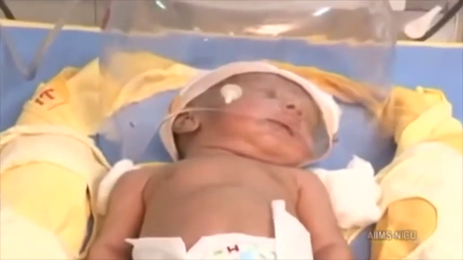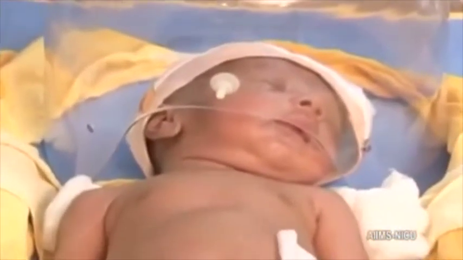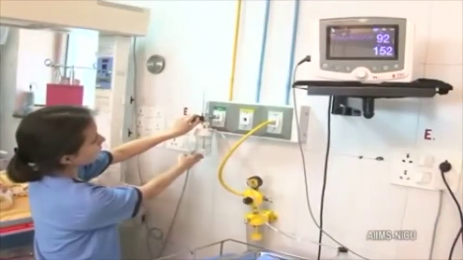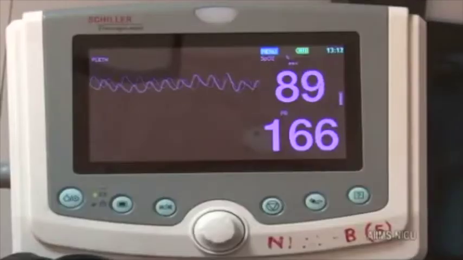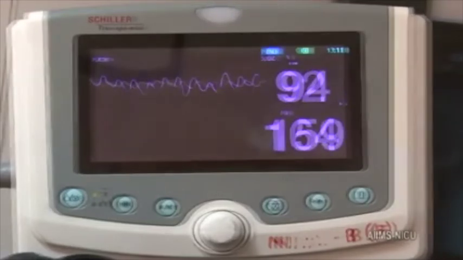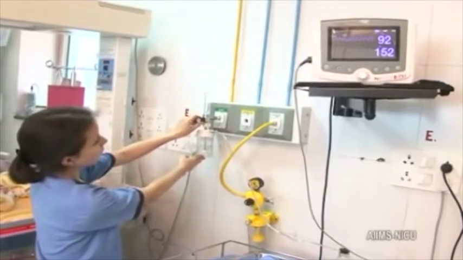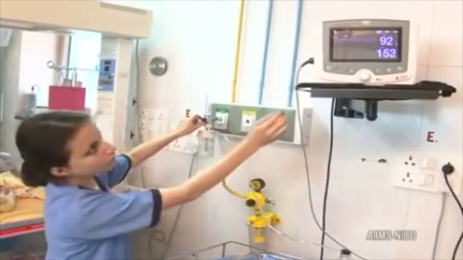Assess the improvement in color and the signs of distress after oxygen therapy has been initiated. If available, one should use a pulse oximeter to note the oxygen saturation. Adjust the flow rate so that the saturation is maintained between 90 to 93%.